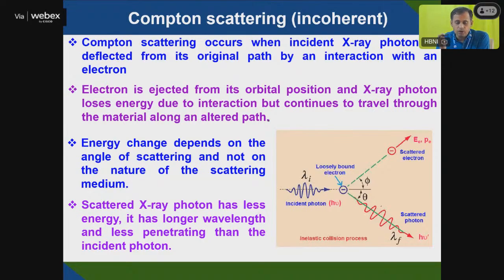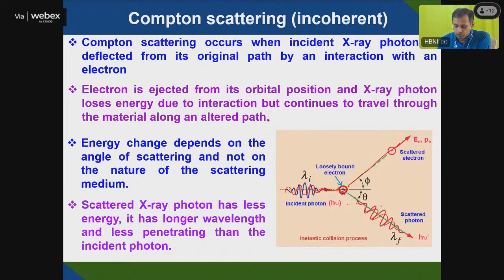Then there is Compton scattering, which is incoherent scattering. Compton scattering occurs when an incident X-ray photon is deflected from its original path. If the incident X-ray or gamma ray photon is traveling and there is an electron here, what will happen upon impact? This loosely bound electron from the outer orbital will scatter in a different direction, and the incident photon will propagate in some other direction.